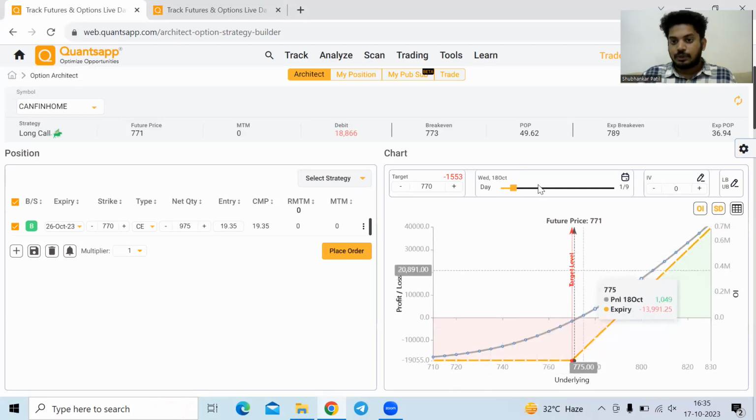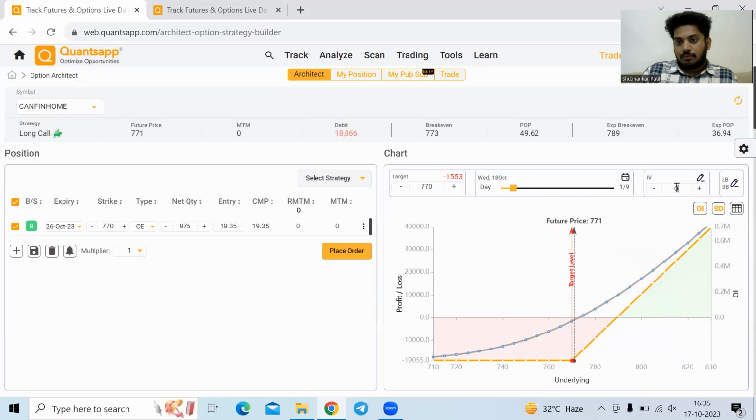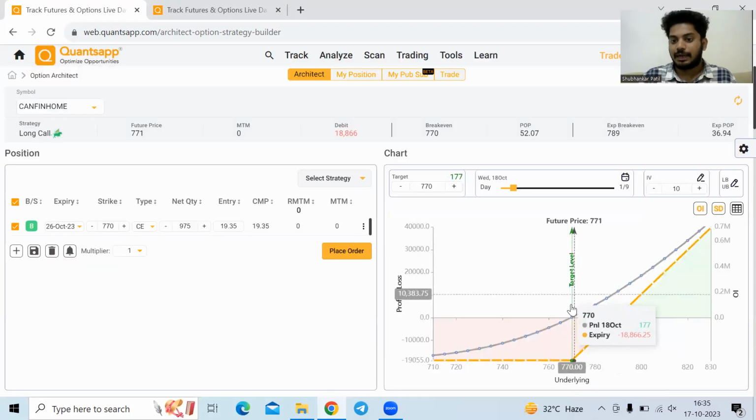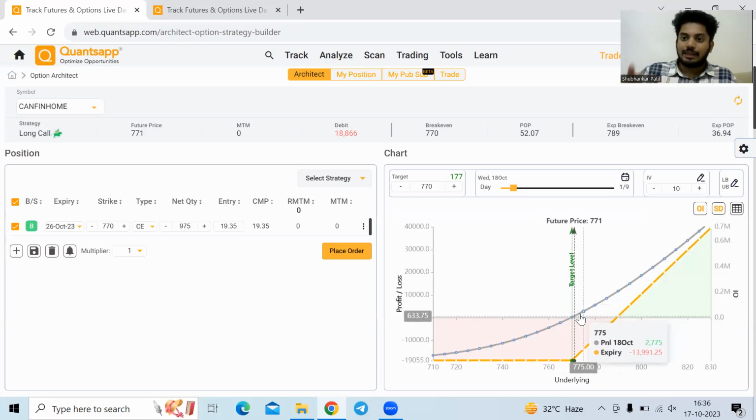So let's say I am expecting that the implied volatility might go up by 10%. What would be the impact of a 10% up move in the implied volatility on this strategy? Now if you see, the payoff has slightly shifted to the upper side, wherein at the same level at 775, I was not making a decent return when the implied volatility skew was kept at 0. So if I'm expecting a 10% jump in implied volatility, I'm making a decent enough return.